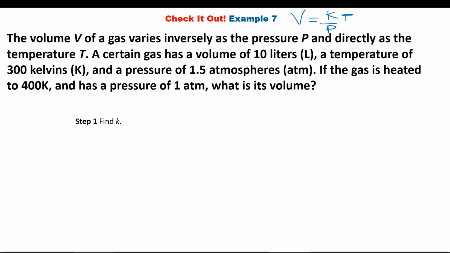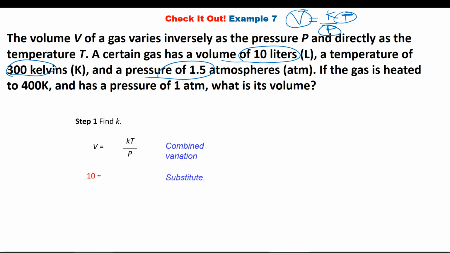So in order to find our K, first of all, we're going to set up our K equation. The combined variation says V equals K times T over P. Next, they've given us all the information except for K. They're going to give us volume, temperature, and pressure. As we look through here, we see volume is 10, temperature is 300, and pressure is 1.5. So we're going to just substitute all of those in. And when we solve for K, we find that K equals 0.05, 5/100ths.